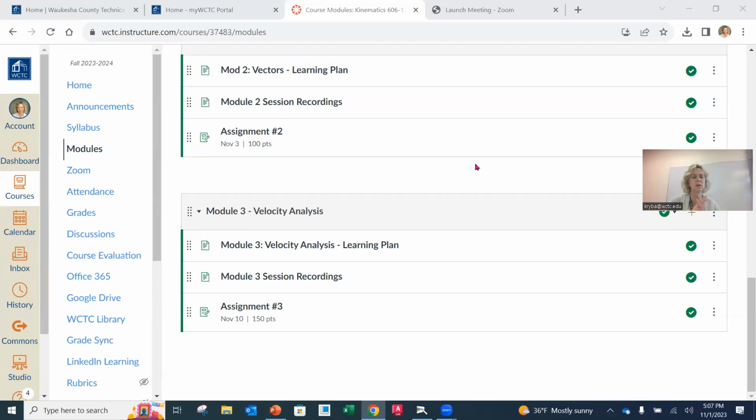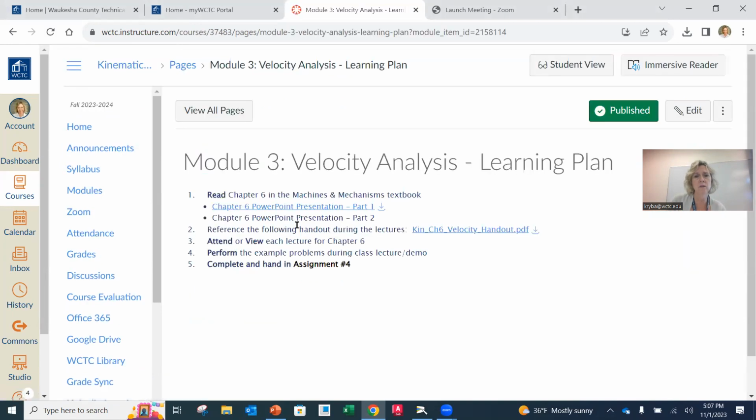Okay, so we're going to start looking at module number 3, which is velocity analysis. We're going to go to chapter 6 in our book now, okay? And that's where the velocity analysis section is. And also you'll notice that when we go into the learning plan portion here, I do have a PowerPoint presentation, which is going to be what we're going to be focusing on this evening, which is part 1, if you would, of looking at velocities, which is chapter 6.